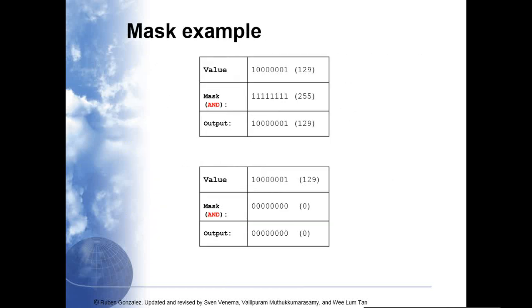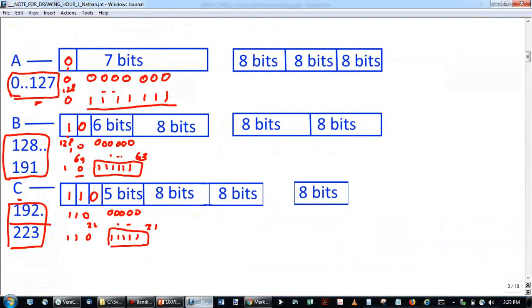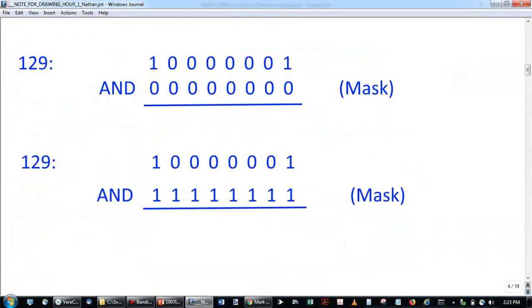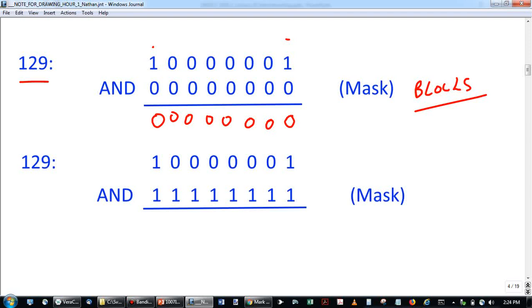So here's a mask example. Again, I'm just going to draw it. I think it'll be clearer if we just have a look at a visual example of it. This is the number 129. So 128 plus 1, 129. It's a nice, simple, easy number. If I AND this with all zeros, my mask in this case is all zeros, what's the answer going to be? 0, 0, 0, 0, 0, 0, 0, and 0. Anything and 0 is 0. So this mask with all zeros blocks everything. Nothing can go through. Would you agree with that?